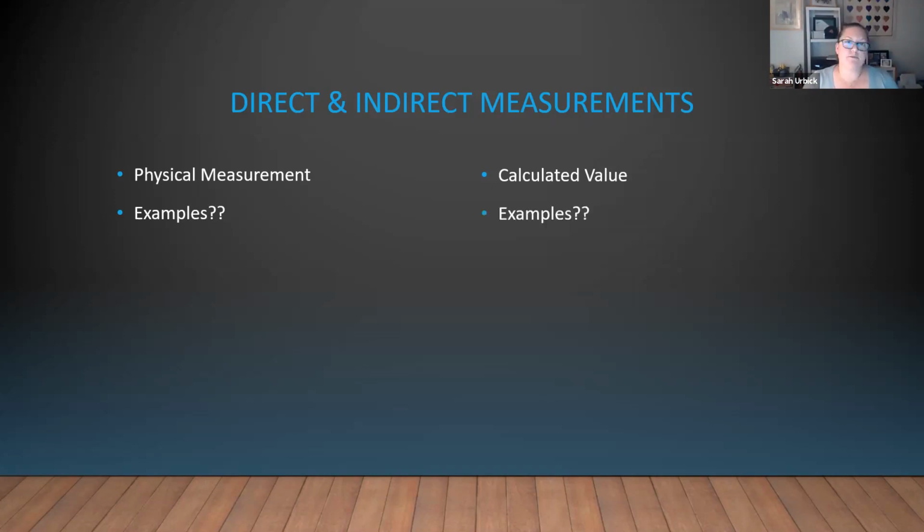So what about examples of a calculated value? Kind of threw one out there. Square footage of a house? Yes, absolutely. Okay. How big is the house? Parcel also. What's that? Size of a parcel. Absolutely. If we have an irregularly shaped parcel, how much land do we have? How much land are we talking about? We'd have to calculate that value.